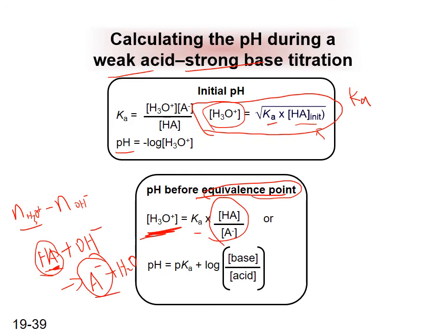It's the Ka times acid divided by base. Okay, so I hope you still remember for a buffer solution, hydrogen ion is Ka times acid divided by base. So that's the equation to calculate hydrogen ion, and the pH is calculated by pKa plus log base divided by acid. Again, I hope you still remember this equation. So those are the equations to calculate the pH before the equivalence point.